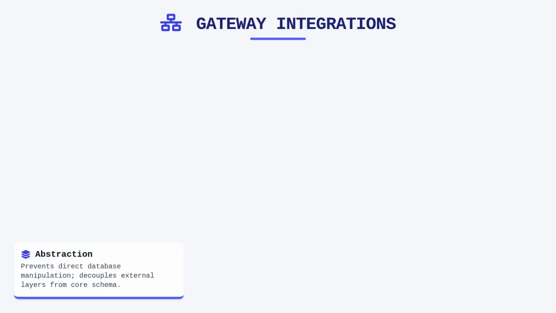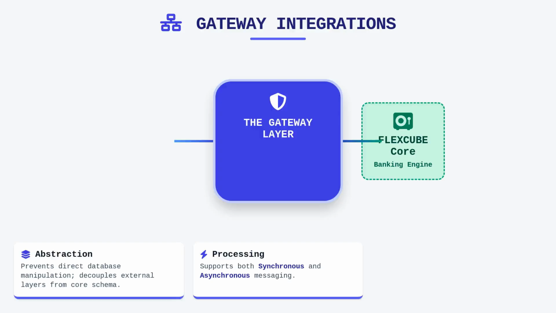When we discuss this architectural pattern, we are essentially looking at an abstraction layer that enables asynchronous and synchronous message processing between FLEXCUBE and third-party applications. The gateway is designed to sit between the core banking application and external consumers, such as a web portal, a mobile banking interface, or an enterprise service bus.